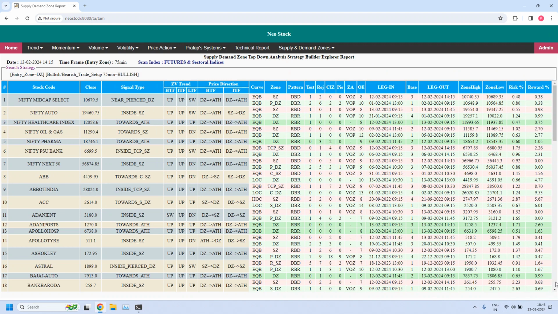Let me scroll down the list for your reference. See, what is the advantage of showing all these stocks? If you have any favorite stocks from this list, first probably you will focus on those stocks. So that's why I'm scrolling down and showing you the complete list.